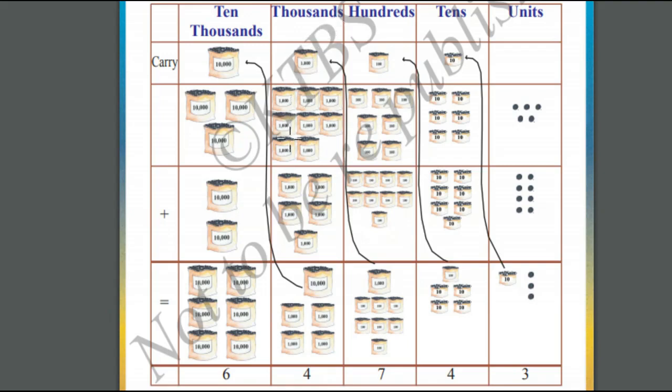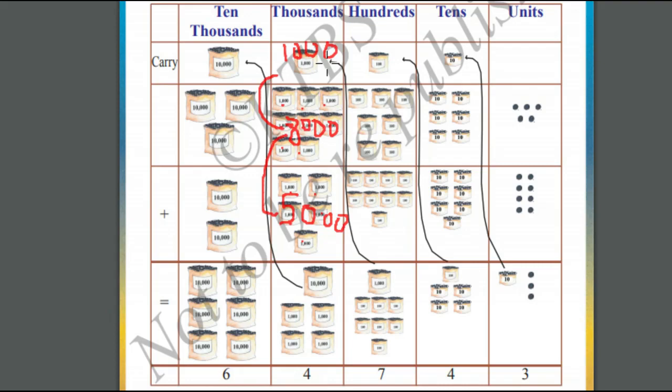In the thousands place of the first number we have got 1, 2, 3, 4, 5, 6, 7, 8. 8,000 beads. In the thousands place of the second number we have got 1, 2, 3, 4, 5. 5,000 beads. Remember, we also have a carry of 1,000 from the previous place. That is, from the hundreds place we have a carry of 1,000. When we add all these, we will get 8000 plus 5000 is equal to 13000. 13000 plus 1000 is equal to 14000.